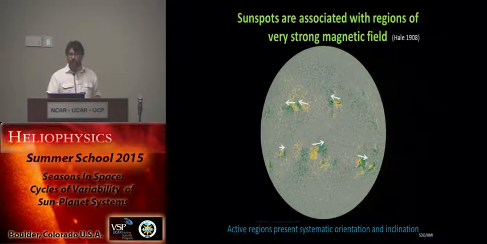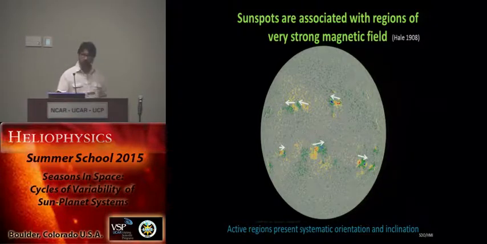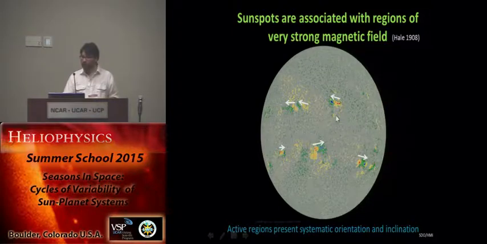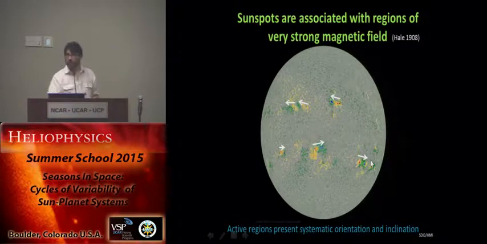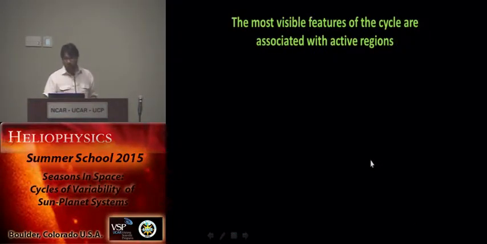And this inclination has a lot of scatter, so I will show you later, but generally it makes it so that the leading polarity, the one that is closer to the right limb, is closer to the equator, and the trailing polarity is closer to the poles. So you can see it in these arrows here. The most visible features of the cycle are associated with active regions.